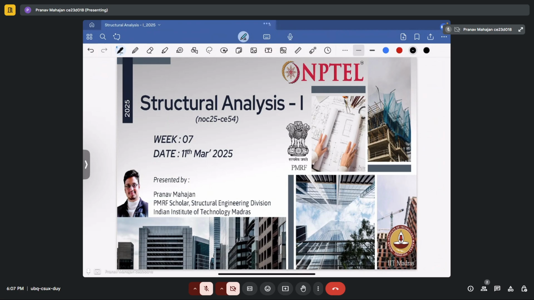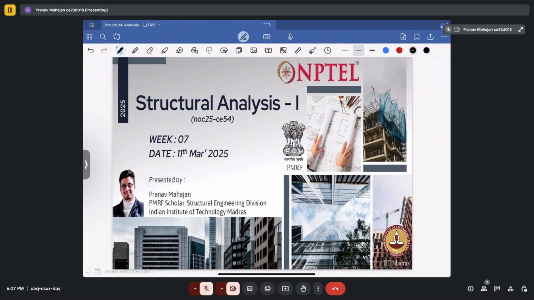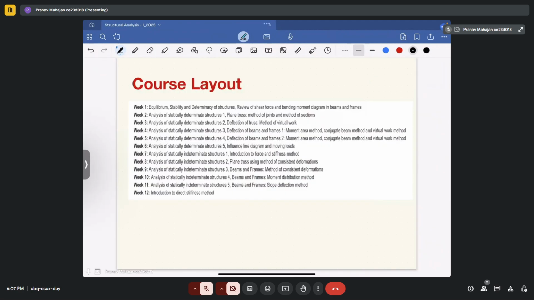So till week number 6, what you have covered? You have started with solving the problems related to determinate structures. Now we are moving to indeterminate structures. So this whole course is divided into two parts. First half is now completed, in which you have seen that the first half covers the determinate structures, wherein we have solved the problems related to trusses, beams, and frames.